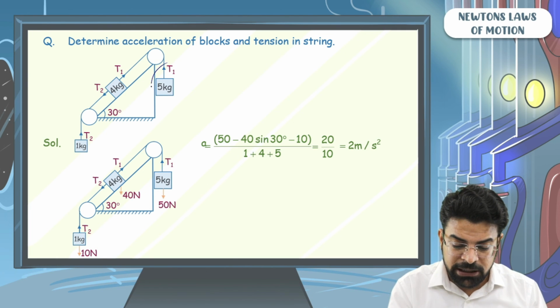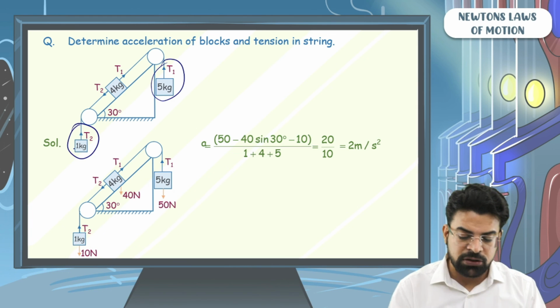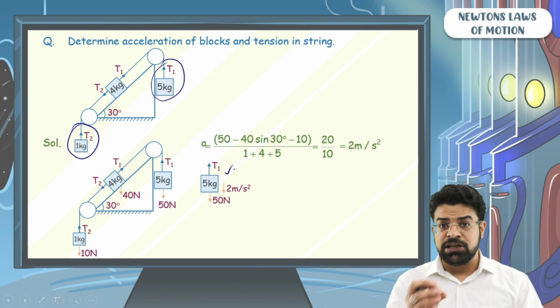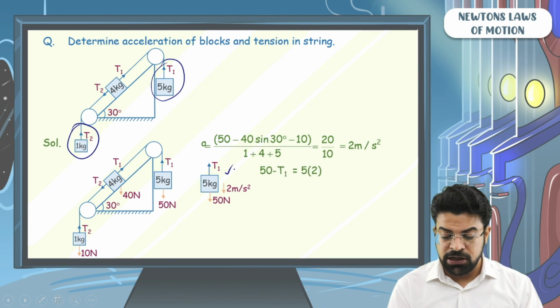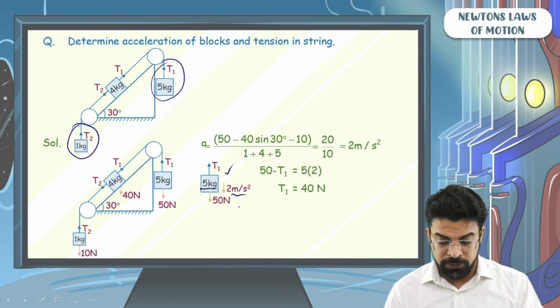Now to find T1, make the force equation on 5 kg, and to find T2, make the force equation on 1 kg. To find T1, we are making the force equation on 5 kg. We will say the net force in the direction of acceleration: 50 minus T1 equals 5 into 2, which is 10. So T1 comes out to be 40 Newton.